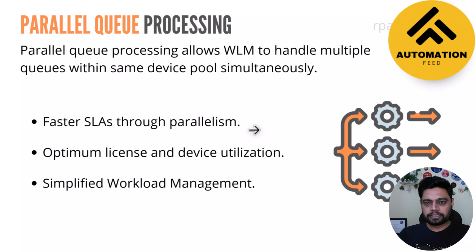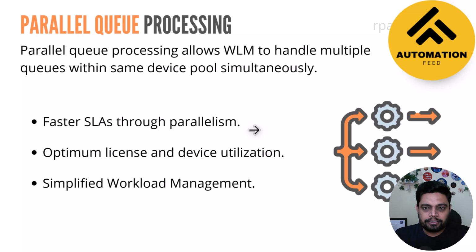The fourth feature which I found interesting was parallel queue processing. Parallel queue processing will allow your WLM to handle multiple queues within the same device pool simultaneously. WLM is workload management queue, for those who are not familiar with this, but this was quite a very important concept when we used to work in V11, right? So workload management queue was one of the very important factors to add parallel processing to your bots, but now it has become smarter using this parallel queue processing technique.